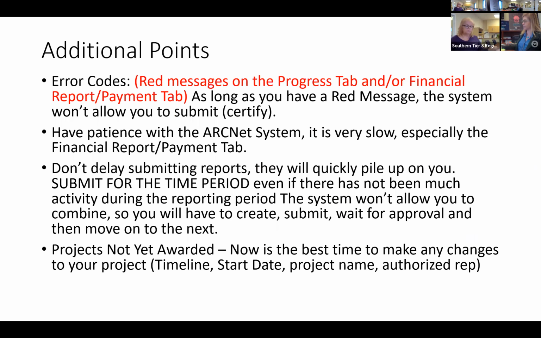So the last thing I'm going to bring up is some additional points for the ARCNet system. Anytime there's a red message or red messages on the Progress tab or the Financial Report tab, you're not going to be allowed to submit or certify those reports. You've got to correct that error code. And a lot of times what we have to do is save it, exit out, come back in, and that will be cleared. If you just save it, it isn't going to clear the code. You've got to get out of the system and then come back.